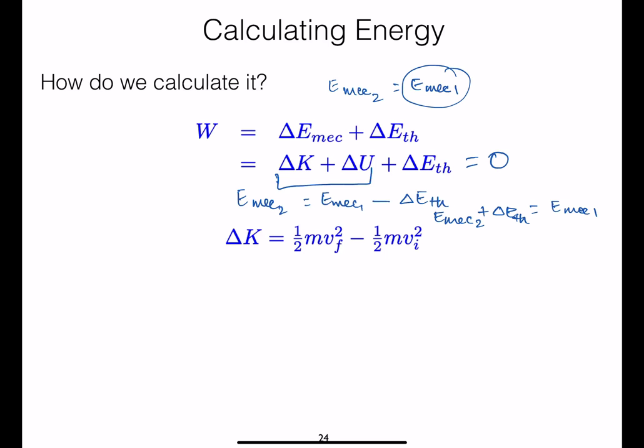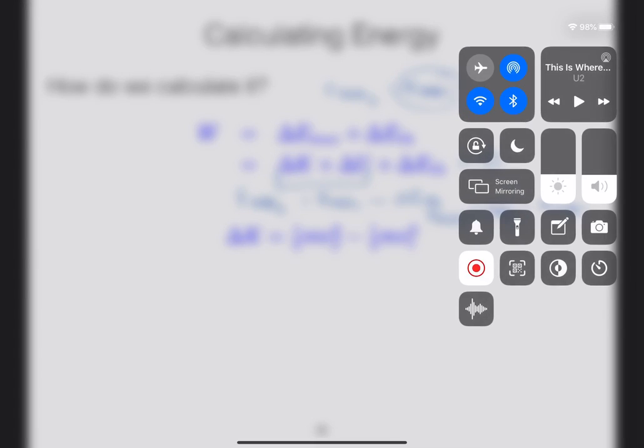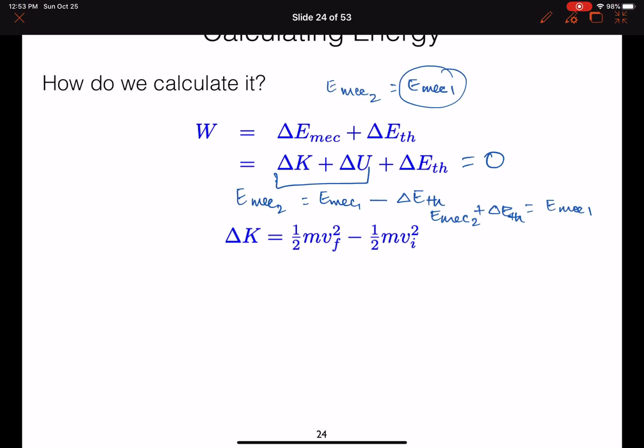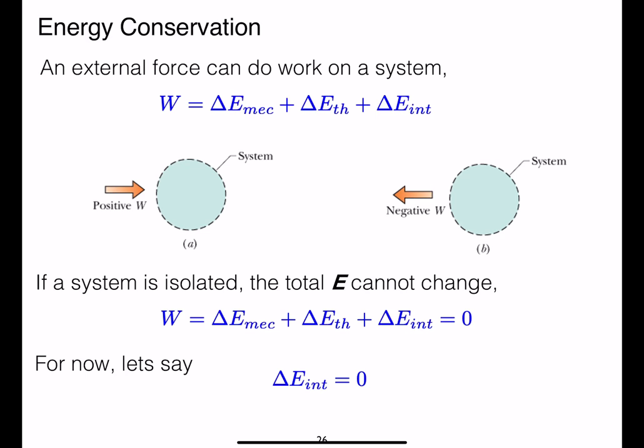So to calculate thermal energy, we use friction, force friction. An external force can do work on the system.